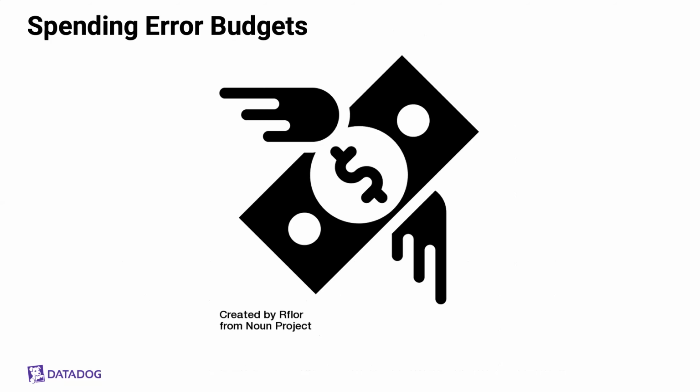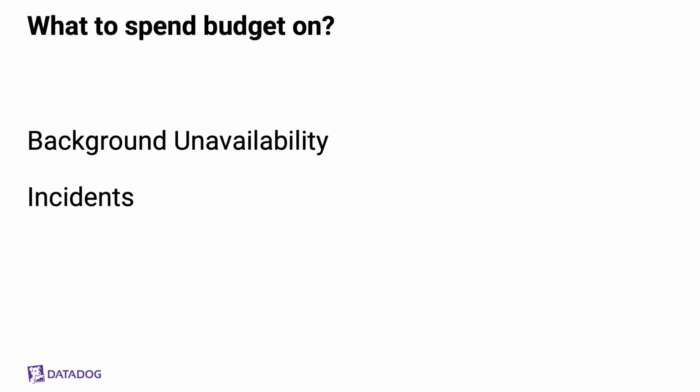I mentioned earlier that SLO is a target. That is to say, you want to come as close to that as possible. It's not a good thing if you have 100% availability for your time period. It typically means that you haven't taken enough chances or run enough experiments during this past time period. The two main categories of outages are background unavailability and incidents. Changes, such as deployments and other launches, are the primary cause of incidents.